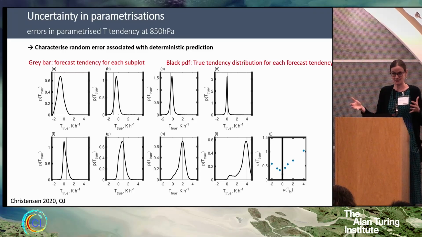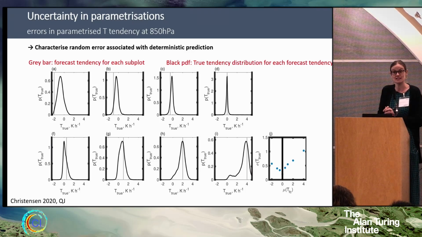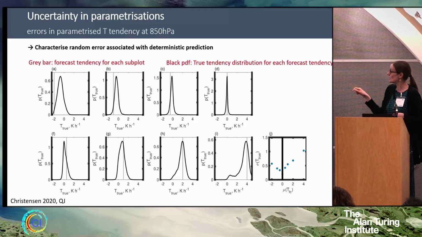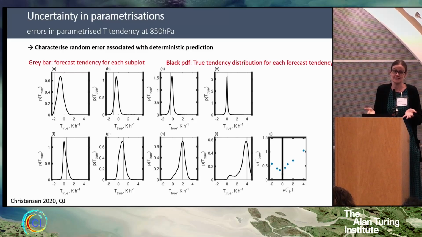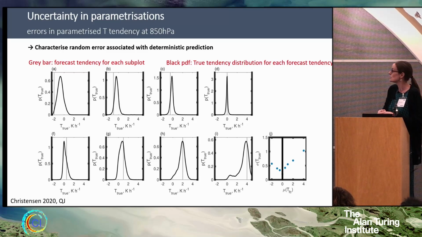So for each set of data, for example, if we take panel D, for this set where our parameterization schemes say there's basically no warming, you can look at what really happened in this higher resolution data set. And the black curve there is the probability distribution of the true heating tendencies that you saw in that much higher detail simulation. You can see that they're centered on 0 for this panel D, but it's by no means the same as a delta function. So there's an uncertainty associated.